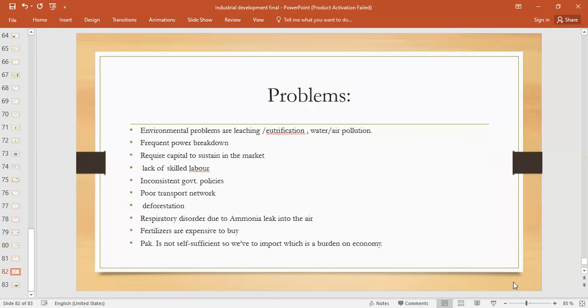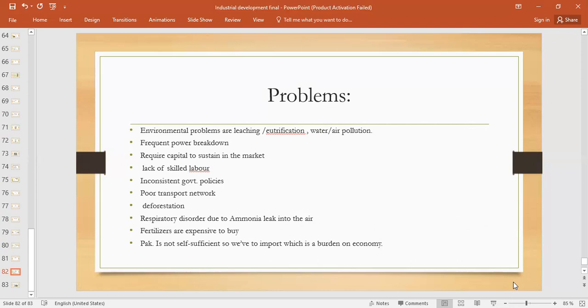Okay, let's discuss problems. The environmental problems that we have already discussed in the sugar industry are the same here, like leaching and eutrophication, right? That is also part of the fertilizer industry. Then water and air pollution is also there. Other than that, frequent load shedding, which hinders the industry.